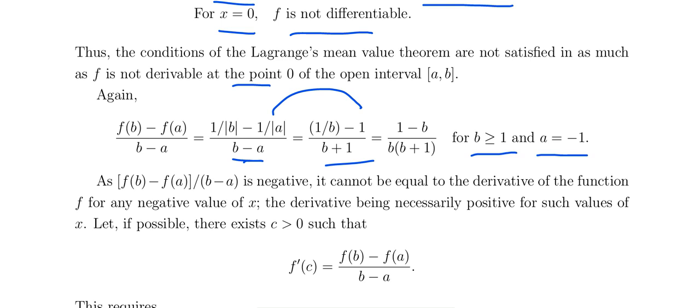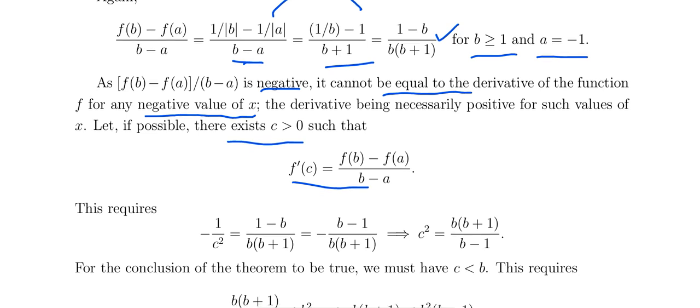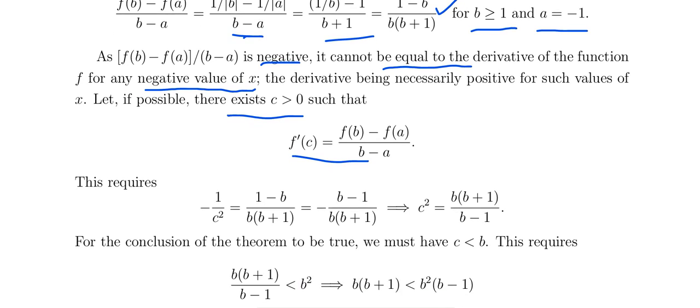So the output you get when you take the LCM is this. So f of b minus f of a divided by b minus a is negative. They have given that b is greater than or equal to 1, so this should be negative. It cannot be equal to the derivative of the function f for any negative value of x. So the derivative would necessarily be positive for such values of x, if there exists a c belonging to the interval with f dash of c equal to f of b minus f of a divided by b minus a. If you work this out, c square equal to something comes.